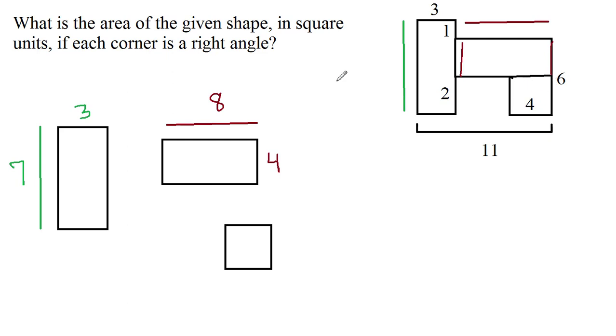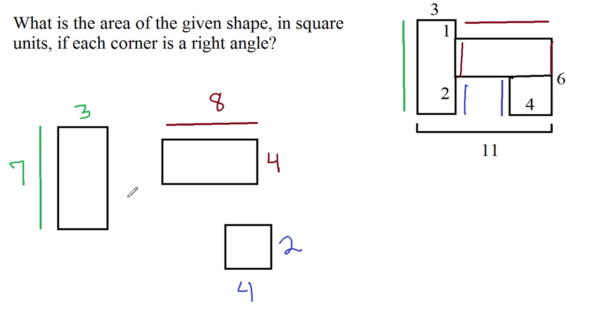Now for this last section, we already know that this length is 4. Now we need to find what this length is. We're assuming that these both end at the same location, so therefore these two lengths are the same. This side length would be 2.